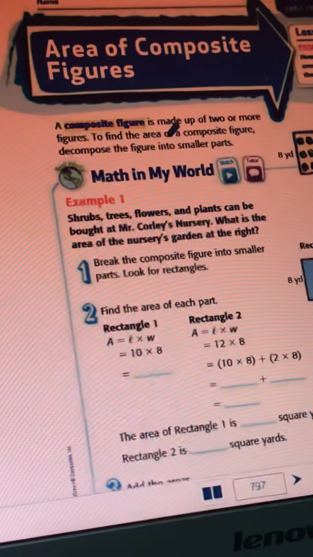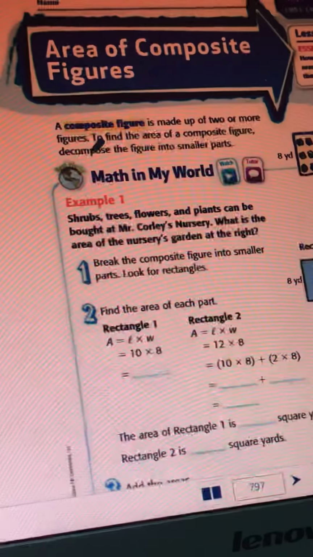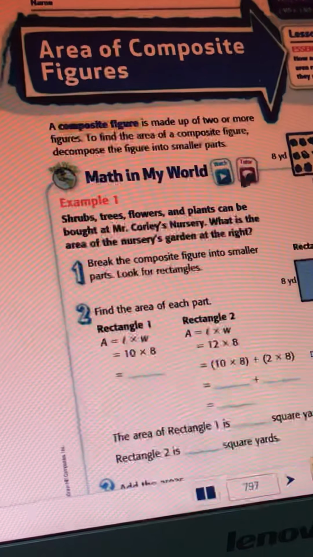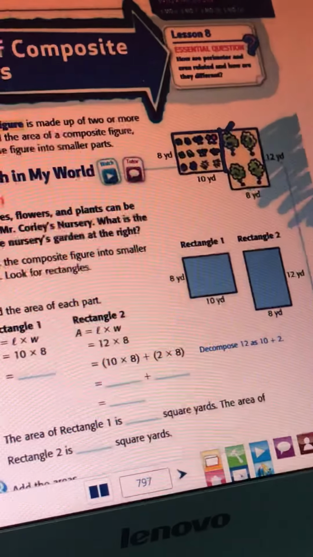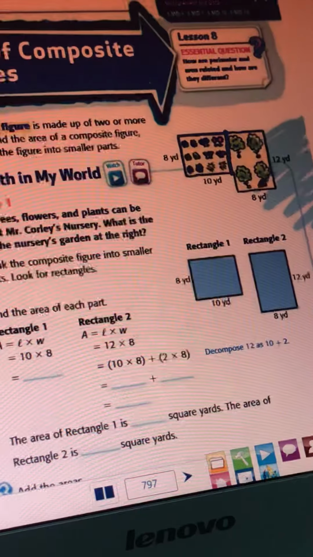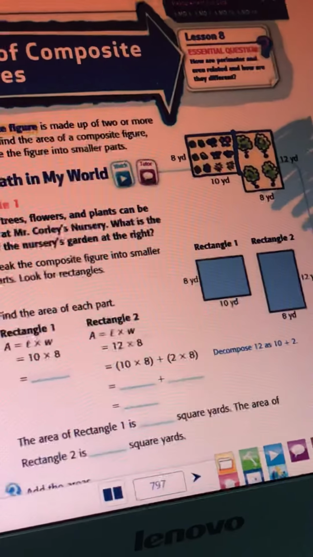To find the area of a composite figure, decompose the figure into smaller parts. When we say decompose, meaning, as you can see here, I put a line so that we will see that this is the first rectangle and this is the second rectangle, right? So let's have the first example.